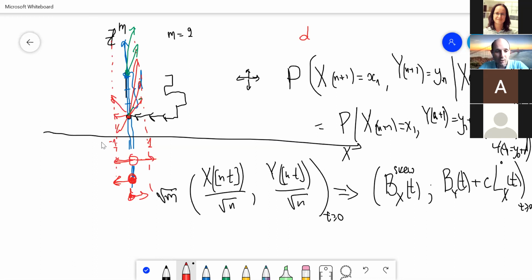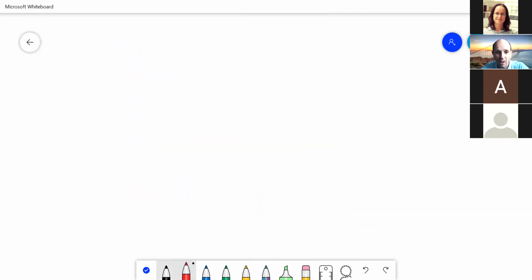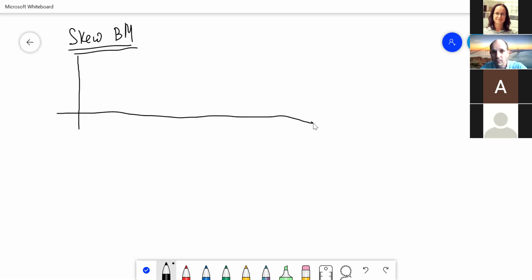And now let me recall the definition of skew Brownian motion and some results about one-dimensional walks with perturbation. There are a few definitions of skew Brownian motion. The first definition is via Itô excursion theory. Let us draw a graph of reflected Brownian motion.